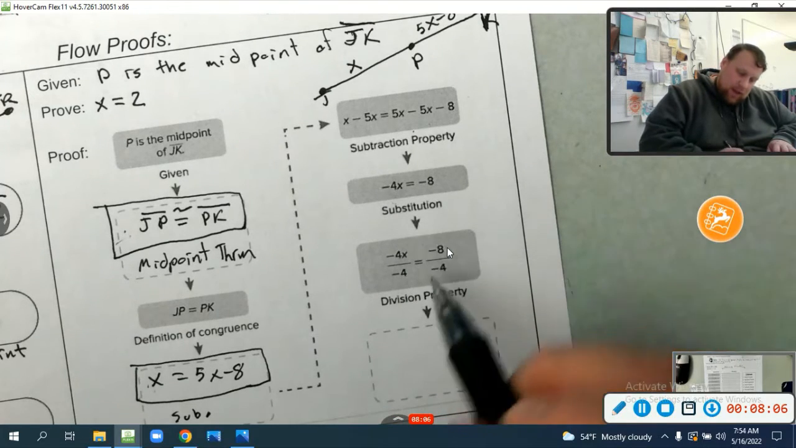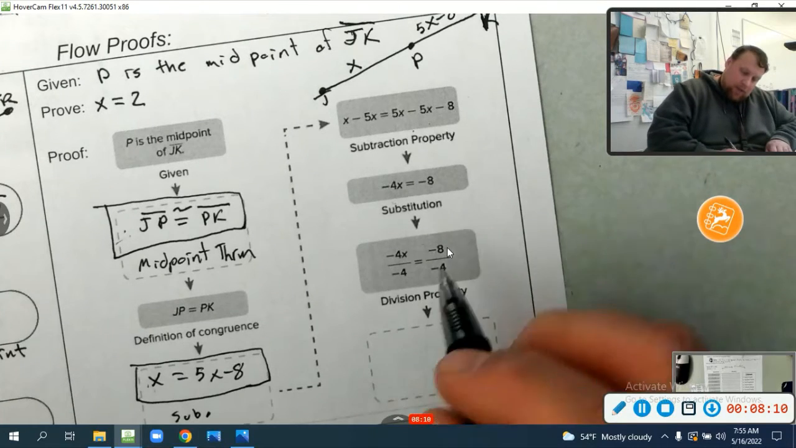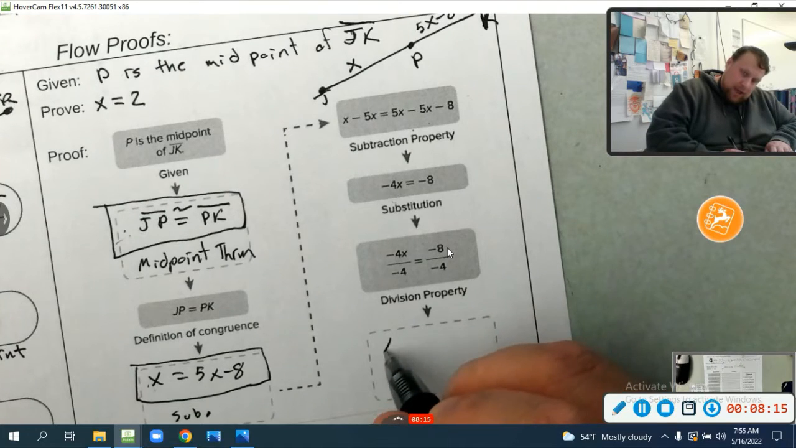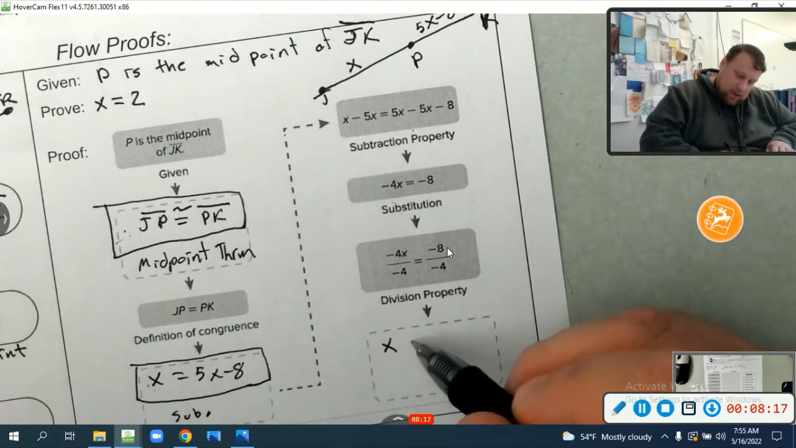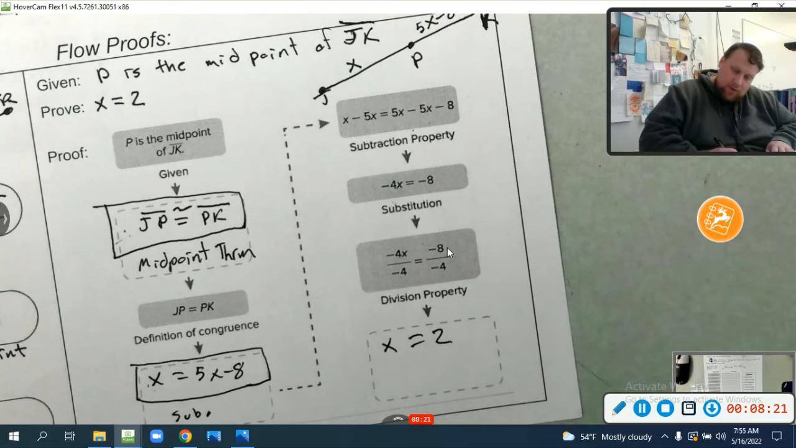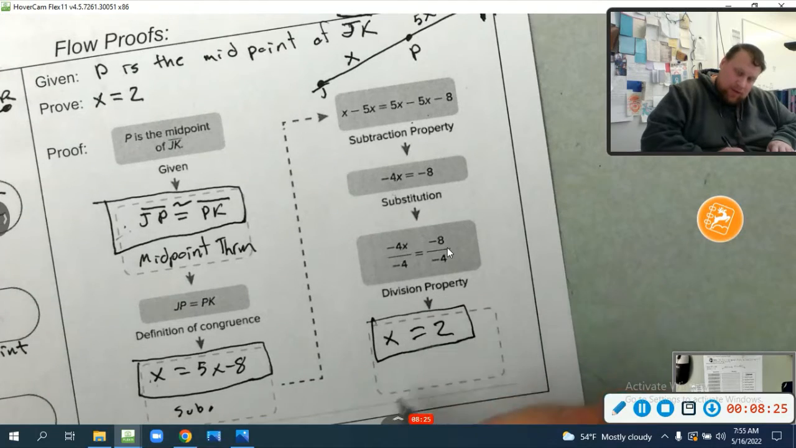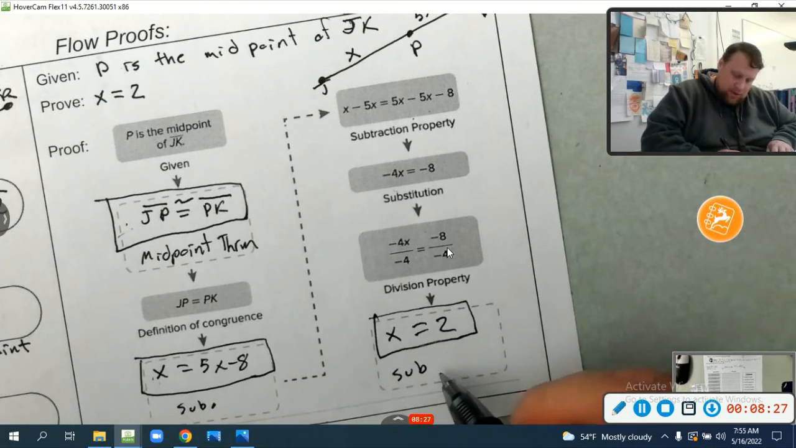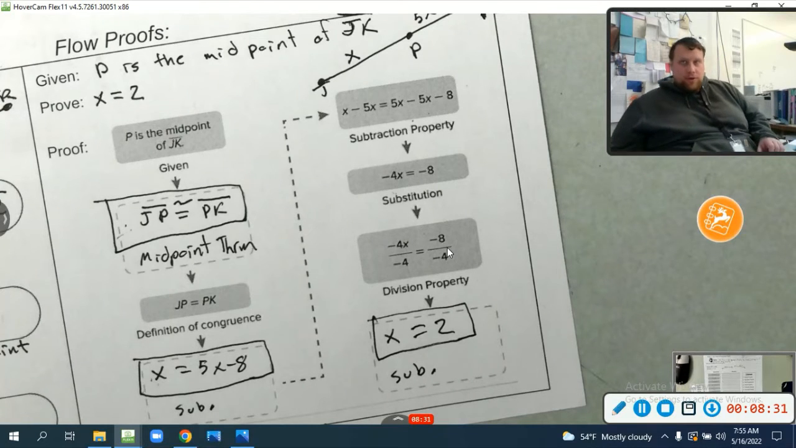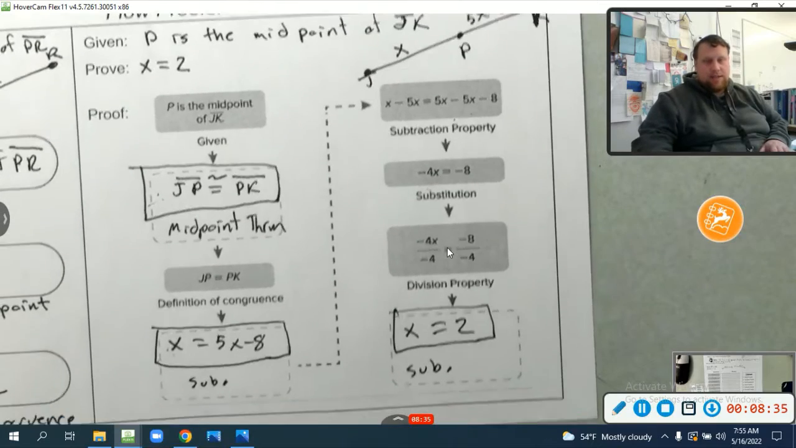Then let's follow that down. What do we have here? We're going to divide both sides by negative 4, and now let's write it out again. Negative 4 divided by negative 4 just leaves me with x equals negative 8 divided by negative 4, which is positive 2. We see that x equals 2, and how were we able to write that in? That was substitution again, okay? So remember, when you're solving these out, you solve it through substitution. Awesome, that's a flow proof.